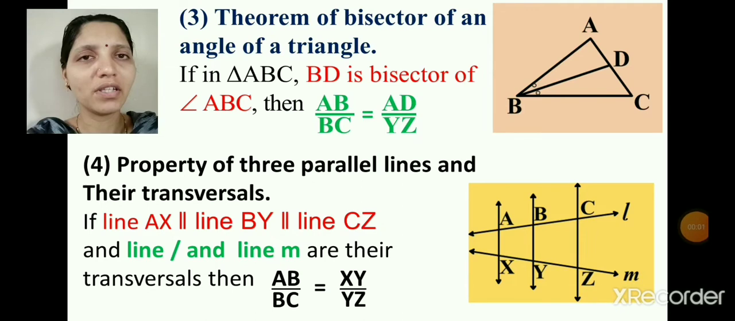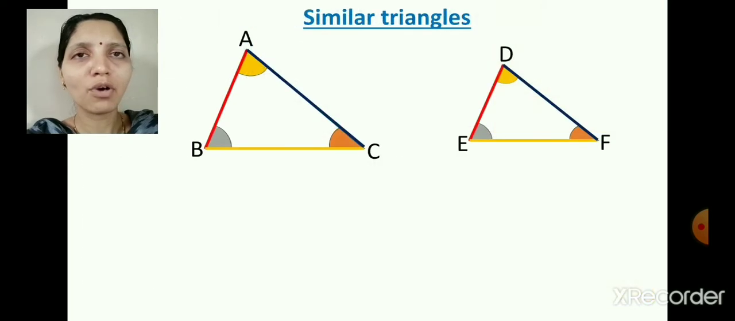Then we have seen the property of three parallel lines and their transversals. Here we have considered three lines, line AX, line BY and line CZ. All these three lines are parallel to each other, and line L and line M are their transversals. Then what we have? AB upon BC is equal to XY upon YZ. This is called the property of three parallel lines and their transversals. Is that clear to all of you? All these formulas you have to remember.